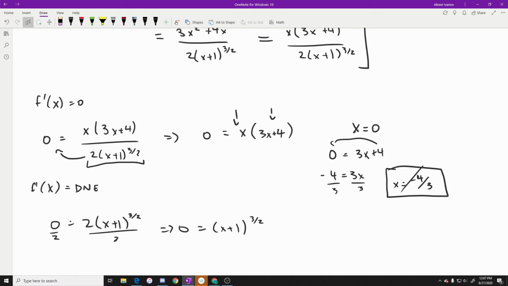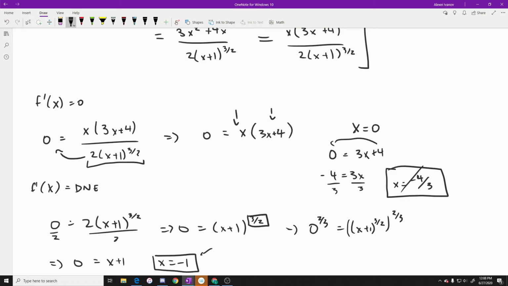to the power of 3 over 2. Now to cancel out this power right here, we're going to raise both sides to the power of the reciprocal of this. So we're going to get that 0 to the power of 2 over 3 is equal to (x + 1) to the power of 3 over 2, to the power of 2 over 3. And we're going to get that 0 equals x plus 1, meaning x equals minus 1. And as we know, this right here is the asymptote. So we have got two critical values. Here is the first one, and here is the second one.